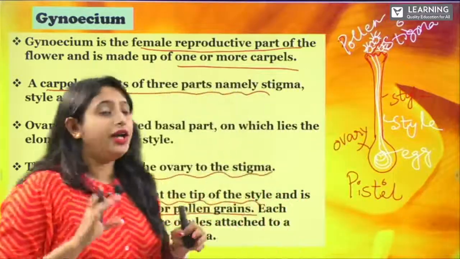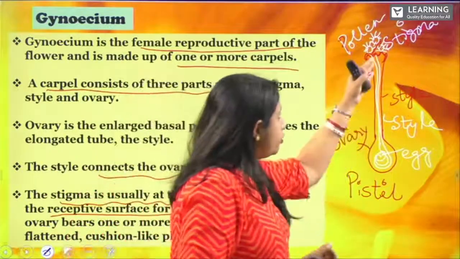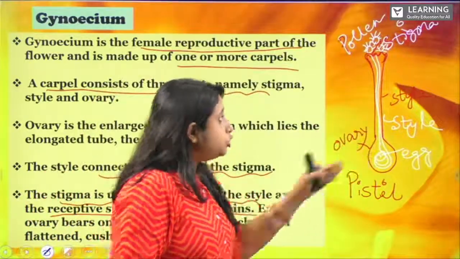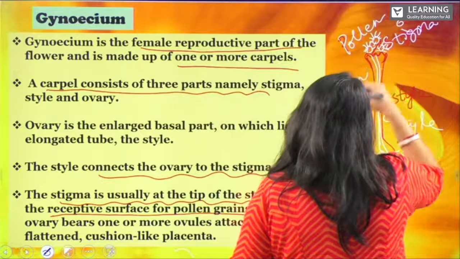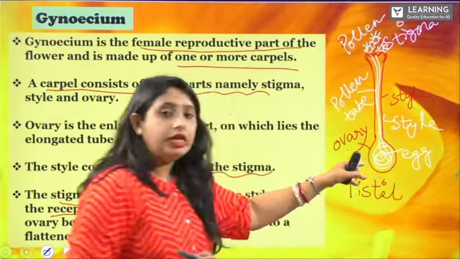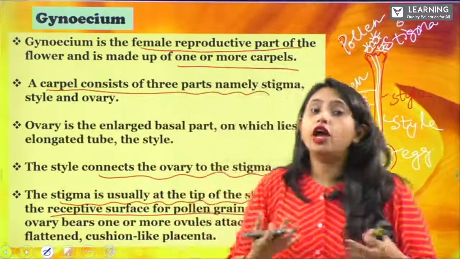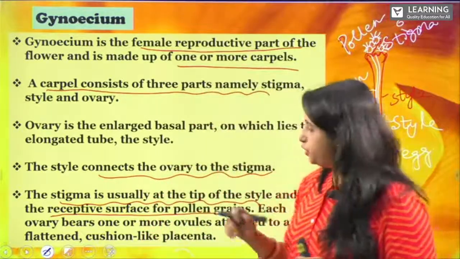So the stigma receives the pollen grains, and with the help of the style it releases the pollen tube. This one is your pollen tube. It releases to the ovary, and here further formation of the embryo, or the development of the embryo sac, takes place in the ovary.